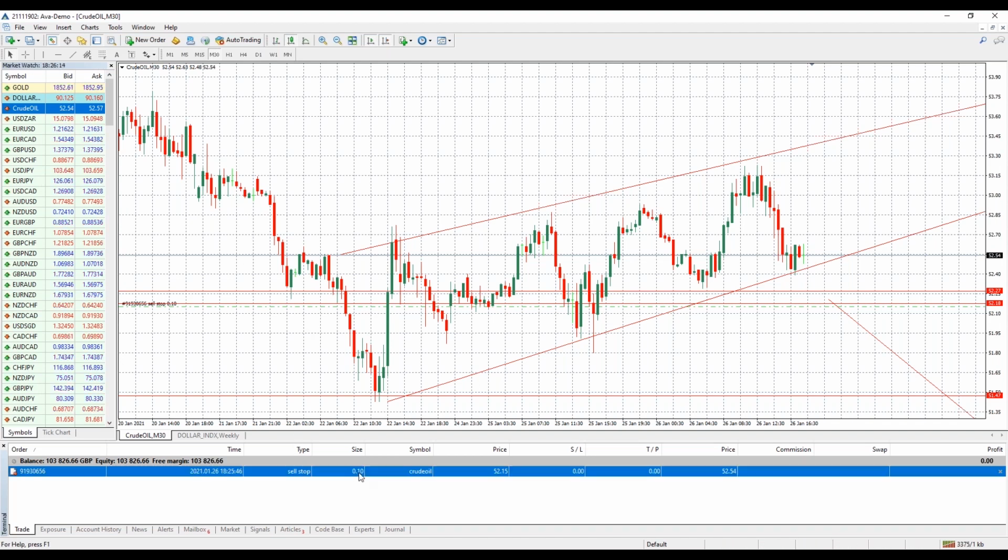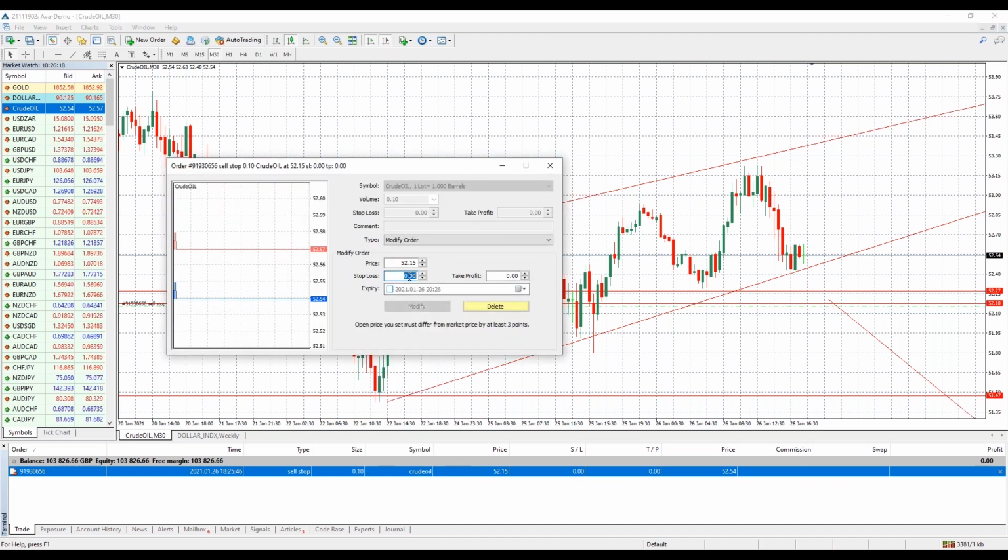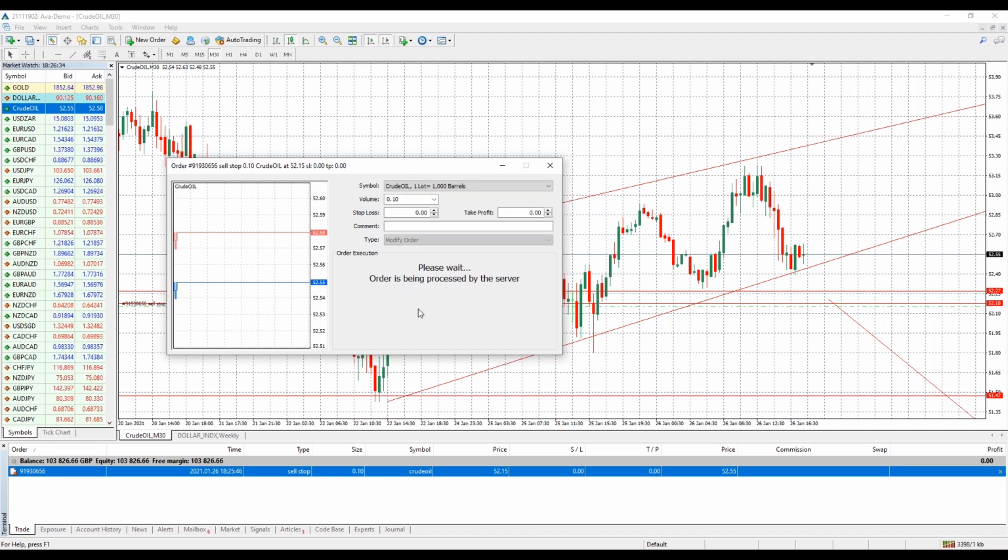Let me get back into this. Modify. Stop loss 52.3 and take profit 51.5, just as an example.